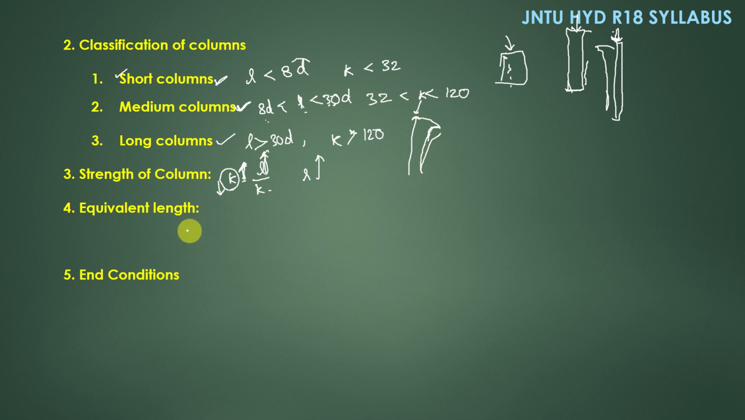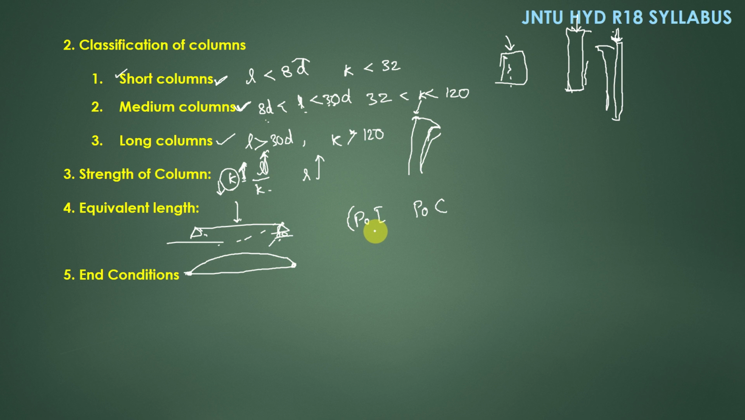Equivalent length. This is what you have to understand very clearly. If you see a simply supported beam having some load on it, how it will bend, it will have a bending moment diagram like this, and it will have 2 points of inflection. So you have to understand what are points of inflection and points of contraflexure in order to understand equivalent length. Equivalent length is generally the distance between 2 points of inflection.